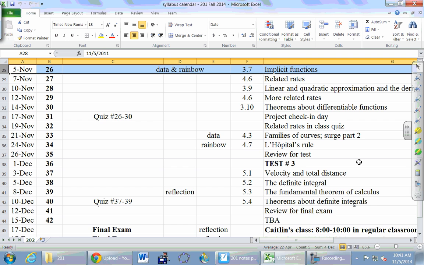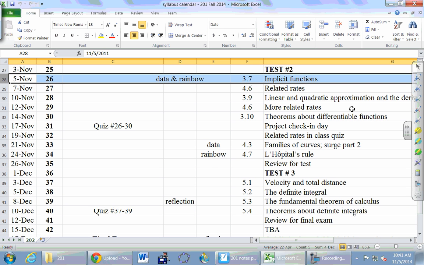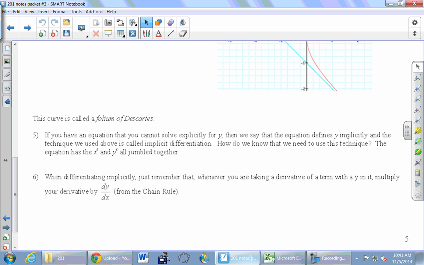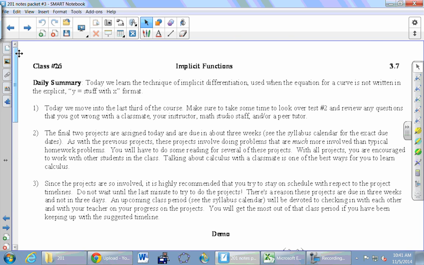And so that's that. Today we tackle a new topic called implicit functions. So let's dive in on page 5, and we'll jump up here to the top. Let's go to Haley for the daily summary.